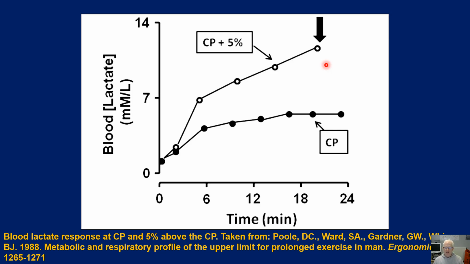You get a steady state response at critical power, so even in the heavy domain, although you're above gas exchange threshold or lactate turn point, you will get a steady state response. That's where the MLSS notion came from: that although you're working above that transition from predominantly aerobic to anaerobic metabolism, lactate will reach a steady state. But should we go 5% above the critical power, blood lactate keeps rising, and as we saw previously, this is the VO2 max, and they terminate exercise here at about 18 minutes in comparison to what they've got here, which is at about 24 minutes.